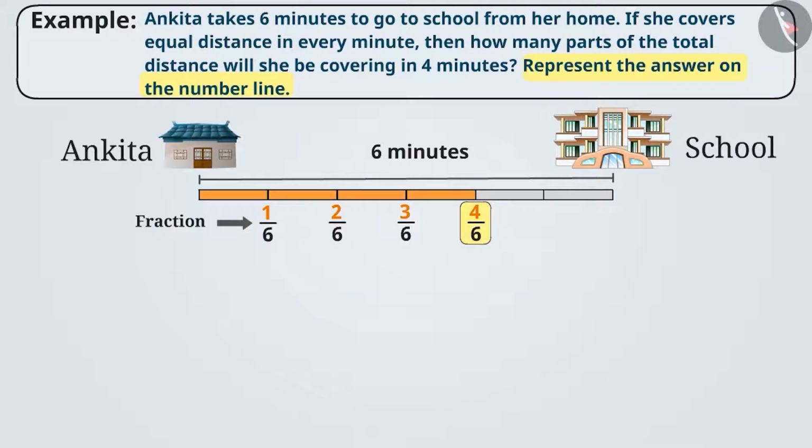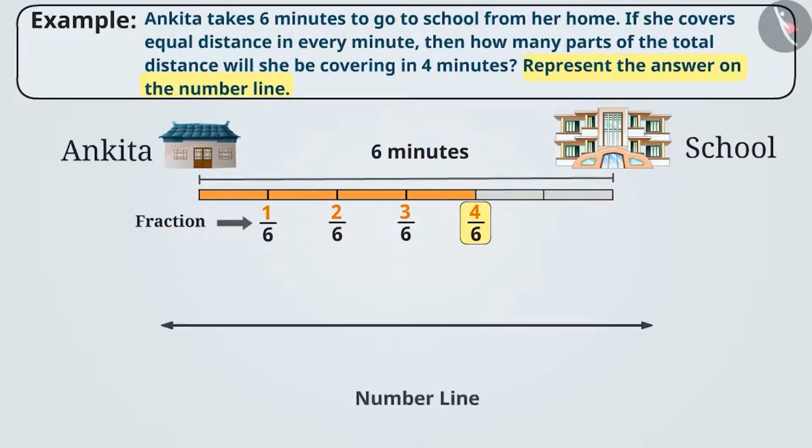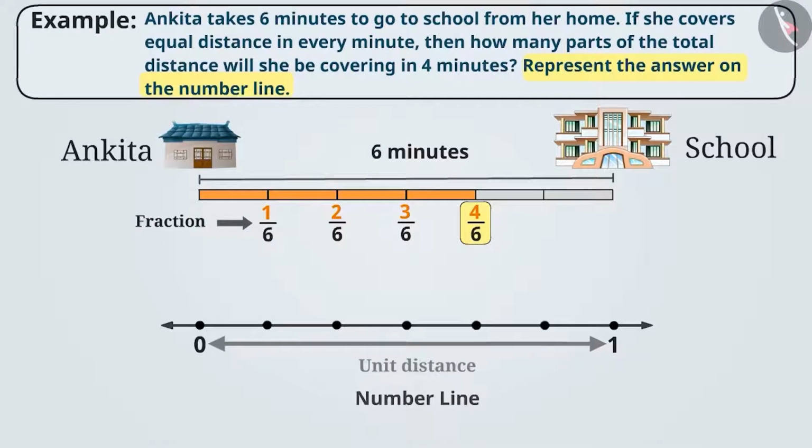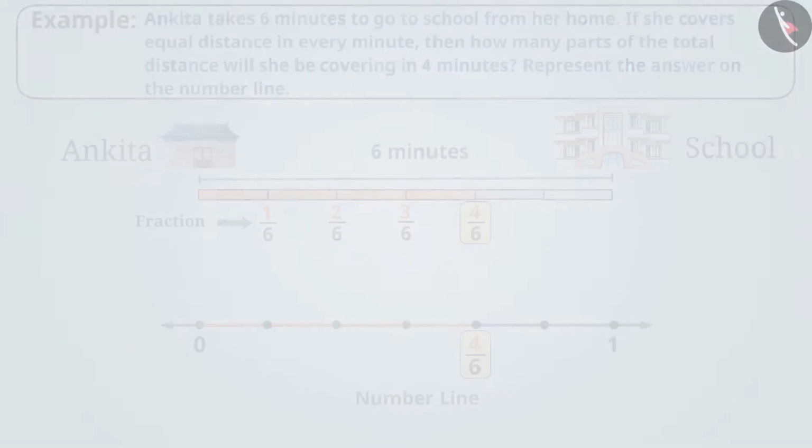Let me explain. In order to do this, first we will make a number line. Denominator of this fraction is 6, which tells us that there should be 6 equal parts of the unit distance. So let's make 6 equal parts of a unit distance. Since we have to take 4 parts, we will count 4 parts after 0 and represent the fraction as 4 by 6.